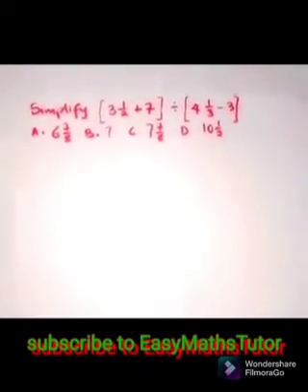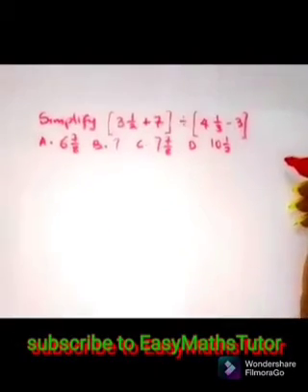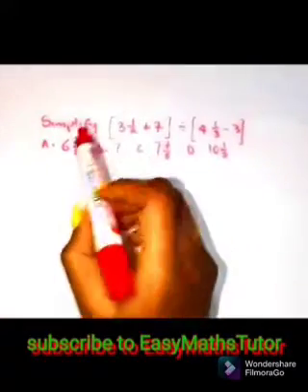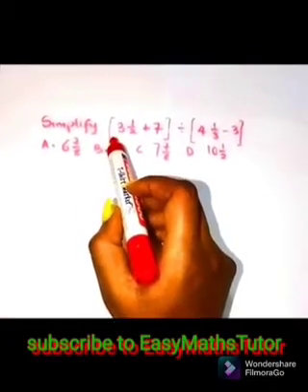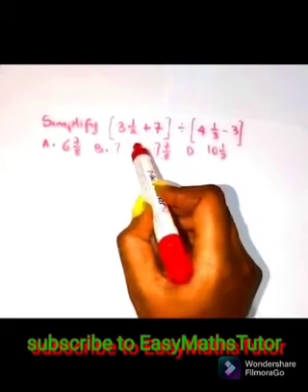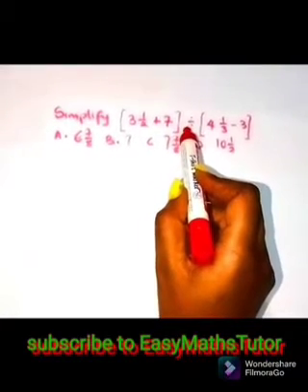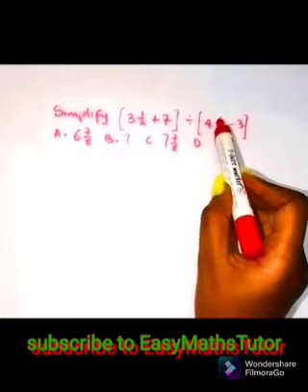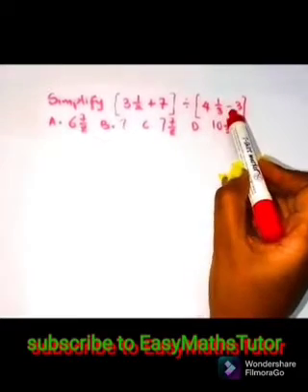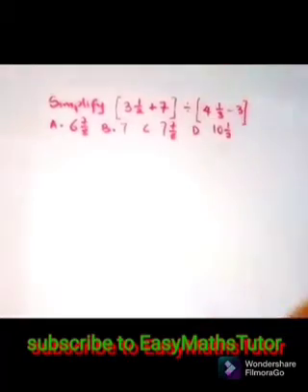So we have another operation problem. We're simplifying the first bracket, 3 whole number 1 over 2 plus 7, bracket close, divided by bracket open, 4 whole number 1 over 3 minus 3, bracket close.